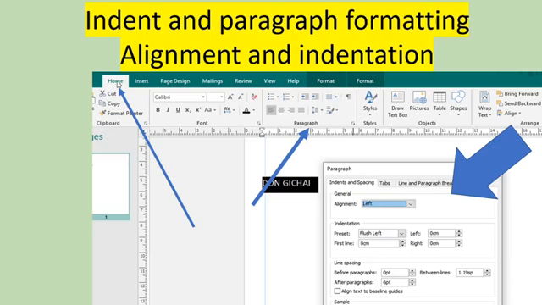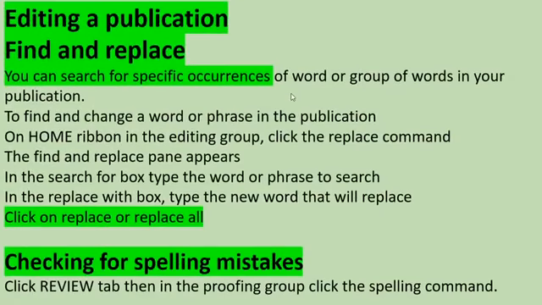Therefore, when you are in the Home button, it helps you to do all the formatting you need. Then let's look at editing. We have said formatting is beautifying or appeasing the eyes. Editing, on the other hand, is making changes. And for you to make changes, you can use features like find and replace. You can search for specific occurrences of a word or group of words in your publication.